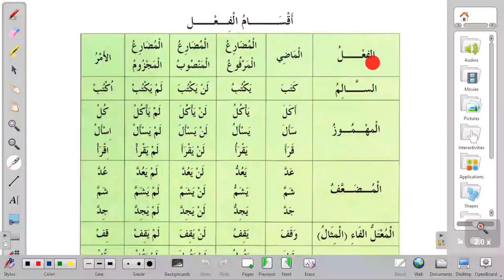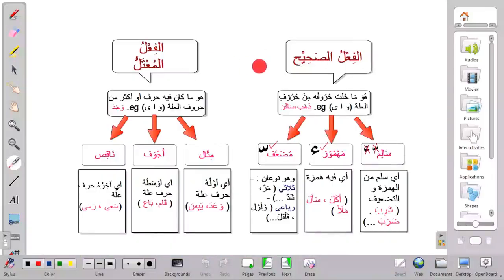If you can remember, when we were about to look at lesson number 26, I gave you a particular chart, a particular table, which has the categorization of the verbs. We have fi'l sahih and fi'l mu'tal. The fi'l sahih is that which doesn't have harf illa. We said there were 3: Salim, Mahmuz, and then Muda'af.